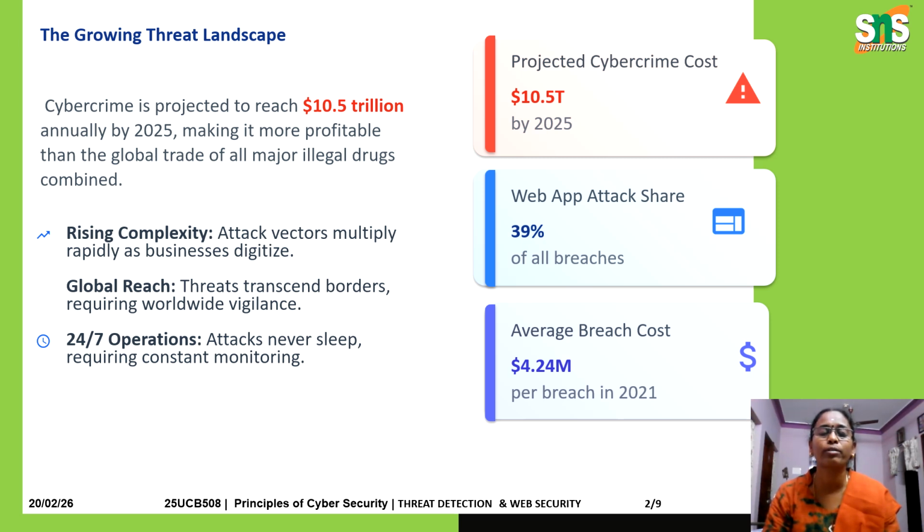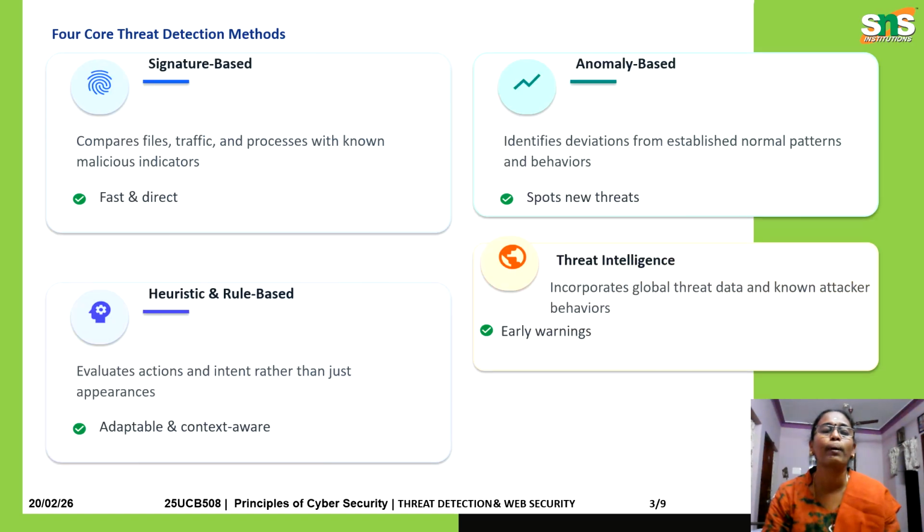But the growth of threats is now vast. How do we prevent them? What are the drawbacks of threats and how can we make prevention possible? Four core threat detection methods are available. The first is signature based, second is anomaly based, third is heuristic and rule based, and the fourth is threat intelligence.